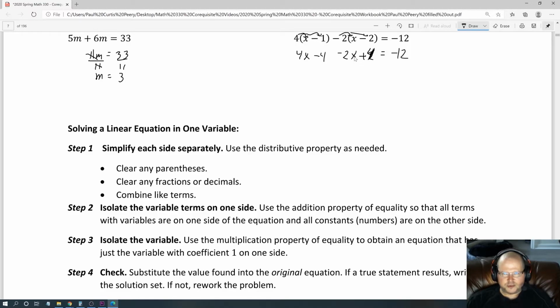Okay, after distribution, now we're going to combine like terms. So we say 4x minus 2x is 2x. And then we have negative 4 plus 4. Those simply cancel out. And then next we want to get the x by itself by undoing the multiplication of 2 by dividing by 2. And whatever you do to one side, you do to the other, leaving you x is equal to negative 6.